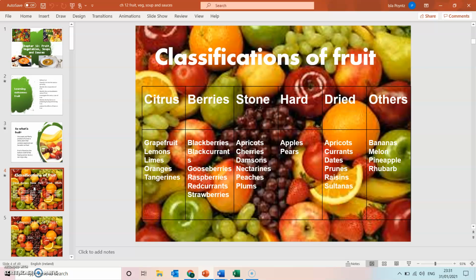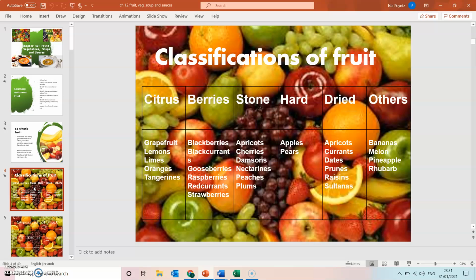Then you have your berries, so they're fairly straightforward. Blackberries, black currants, gooseberries, raspberries, red currants, strawberries. Okay, so the berries. Then the stones, apricots, cherries, damsons, nectarines, peaches, plums. So they all have a hard stone inside. The hard fruits, you have apples and pears mainly. Dried, then apricots, currants, dates, prunes, raisins and sultanas. So don't forget your prunes are your dried plums, your raisins, sultanas are your dried grapes.